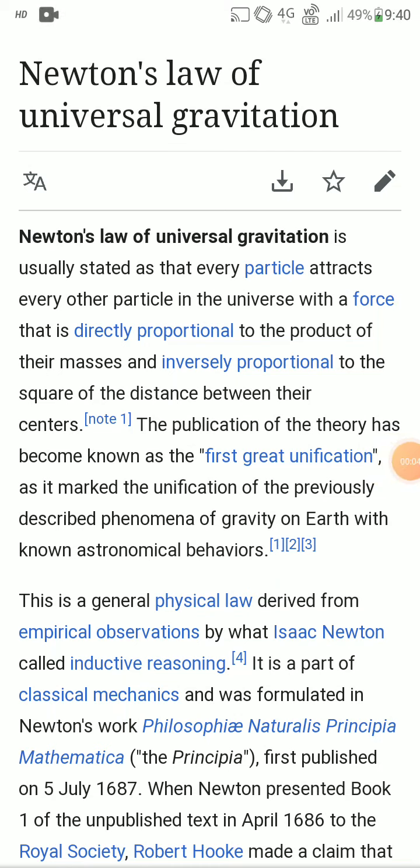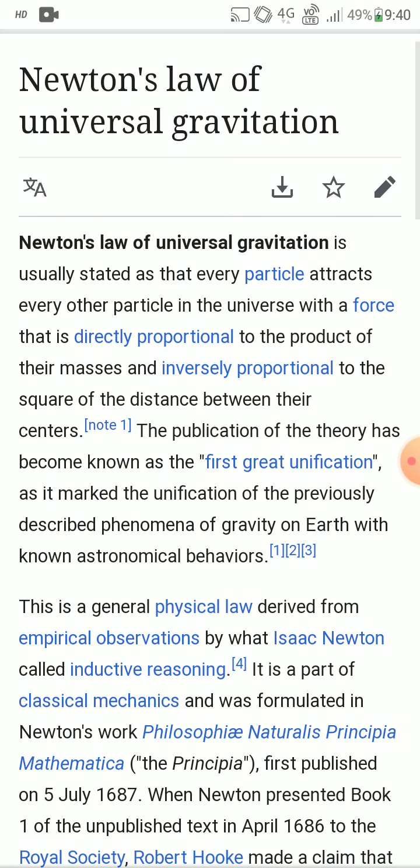In this video, I am going to show you Newton's law of gravitational force. Newton's law of universal gravitation is usually stated as that every particle attracts every other particle in the universe with a force directly proportional to the product of their masses and inversely proportional to the square of the distance between their centers.